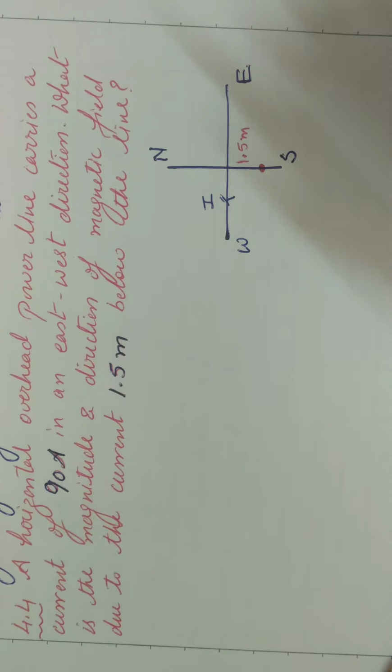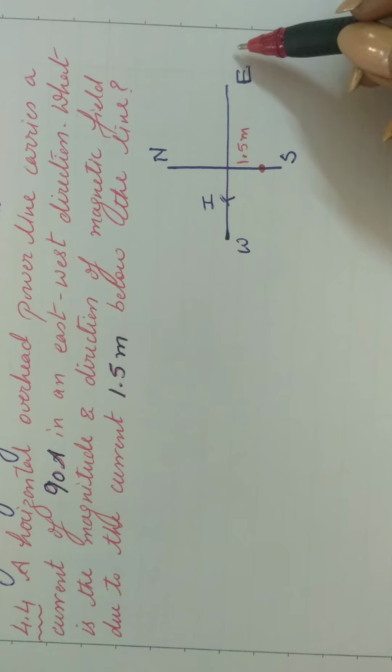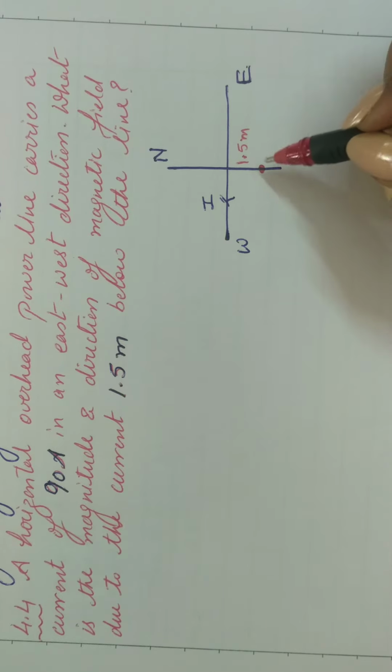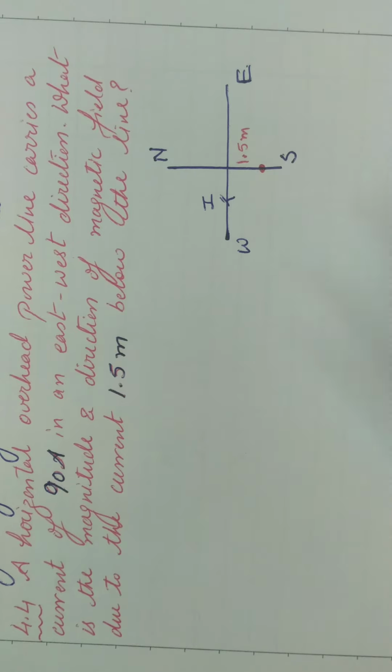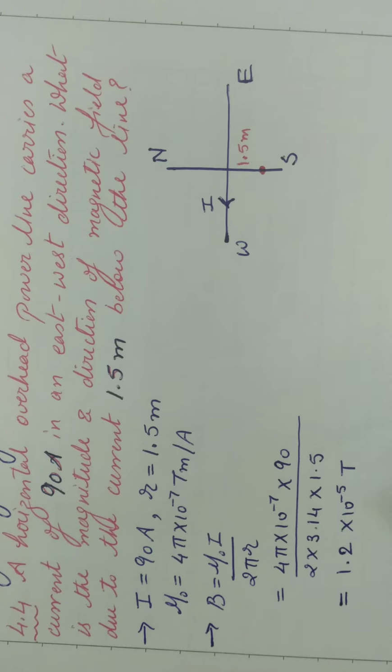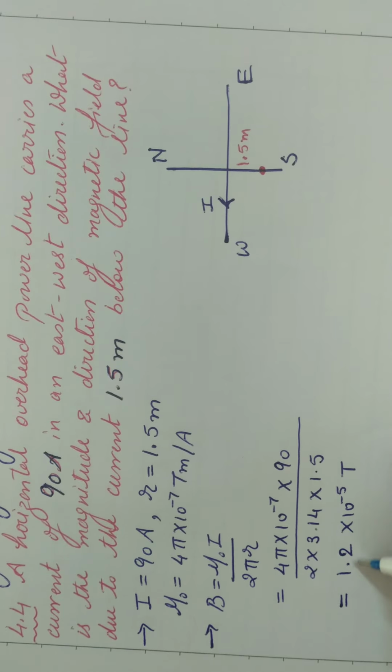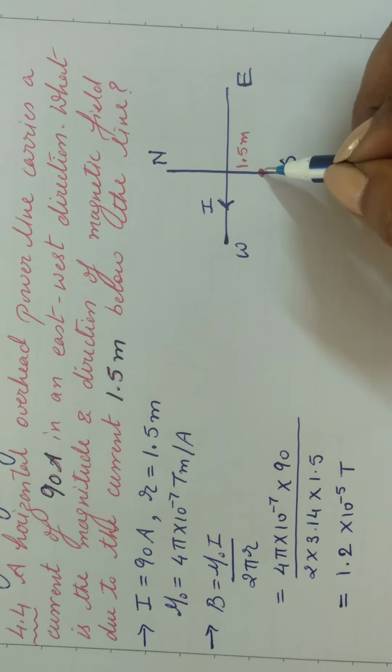So basically the concept which we will be using here is Ampere's circuital law. We have a straight current carrying wire, and because of this current carrying wire we have to calculate magnetic field at a point which is 1.5 meter away from it. So again, this is the question from topic 4.7. First of all we'll write all the given quantities and then we'll write the formula B is equal to mu 0 I upon 2 pi r, which is the formula for magnetic field at this point. So after substituting all the values and calculating, you will be getting the answer as 1.2 into 10 raised to minus 5 Tesla.